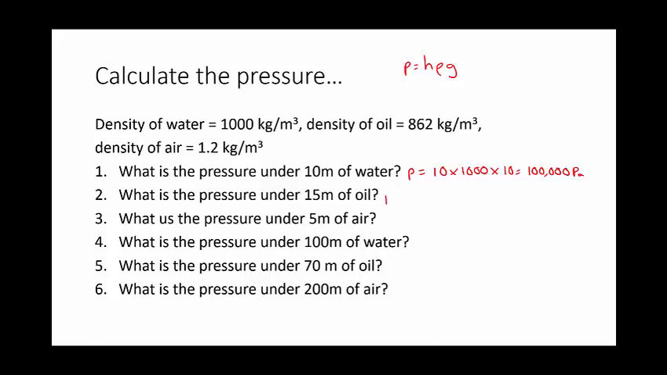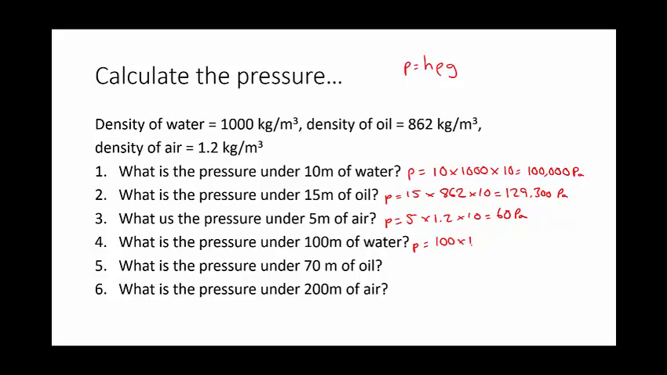Question 2, what's the pressure under 15 metres of oil? So the pressure is going to be 15 times 862 times 10, and that gives us 129,300 pascals. Question 3, what is the pressure under 5 metres of air? So 5 times 1.2 times 10 gives us 60 pascals.